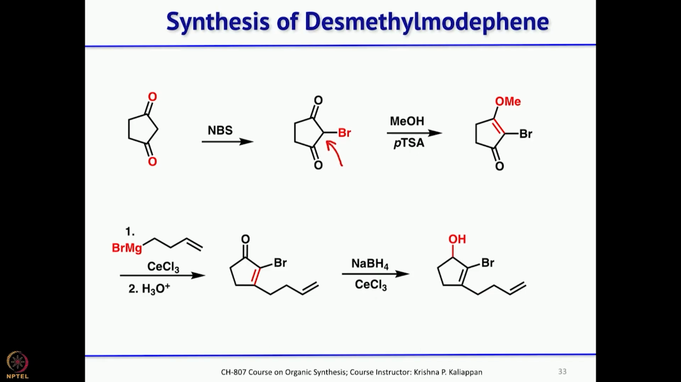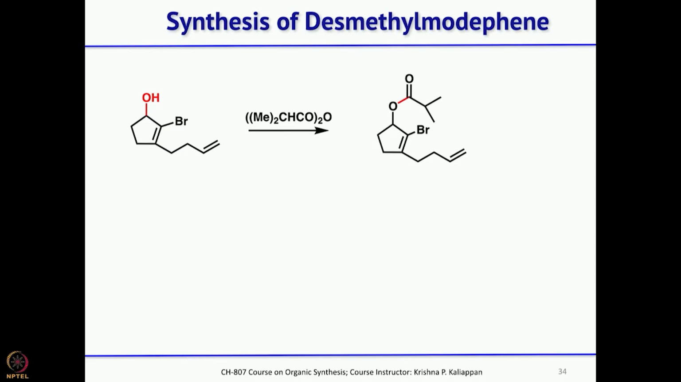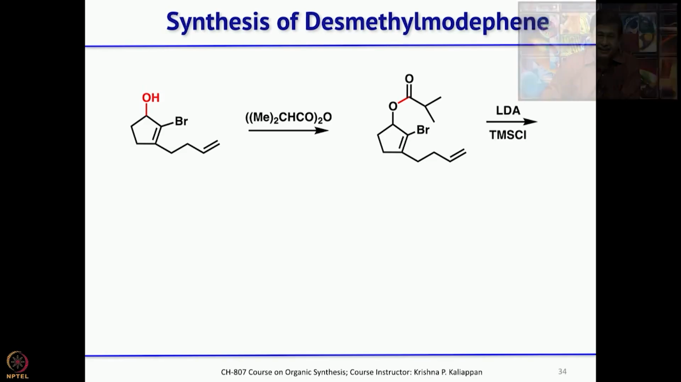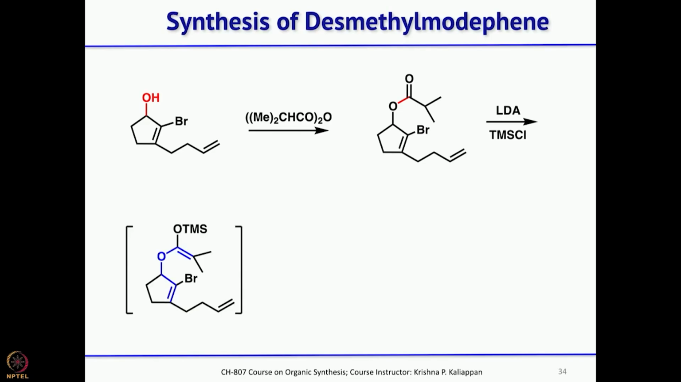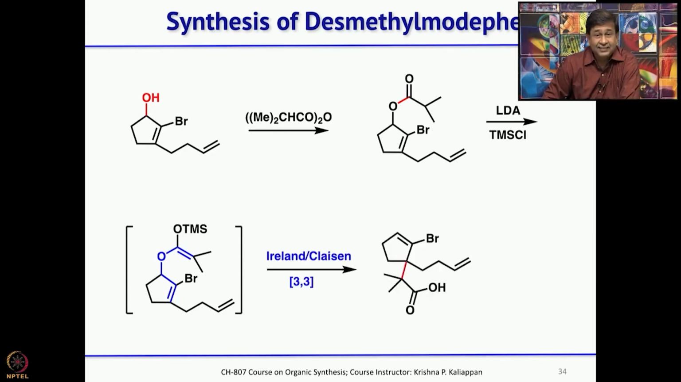Now you reduce the enone with sodium borohydride and cerium chloride under Luche reduction conditions to get the corresponding allylic alcohol. Then treat with isobutyric anhydride, which forms the corresponding ester. The idea is that once you have this ester, he wanted to carry out an intramolecular Claisen rearrangement. For that he has to treat with LDA and TMS chloride, which in situ generates the enol TMS ether, followed by Irish ester Claisen rearrangement to give this carboxylic acid.